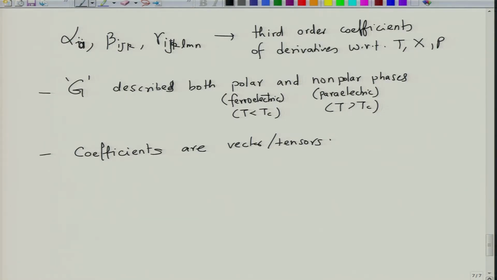And of course, what will happen if the non-polar phase is centrosymmetric, which means displacement in the positive direction will cancel the displacements in the negative direction. As a result, all the odd terms will cancel out each other.